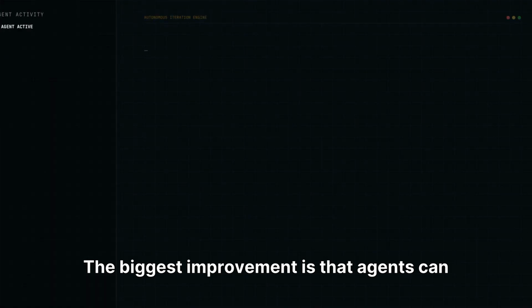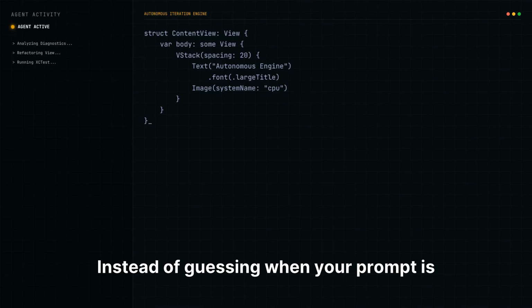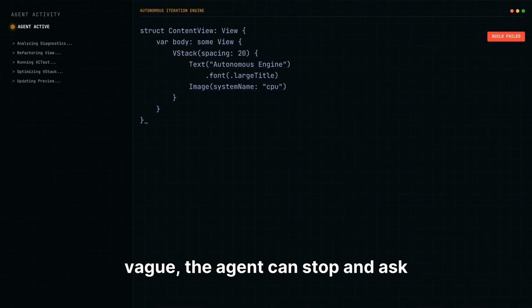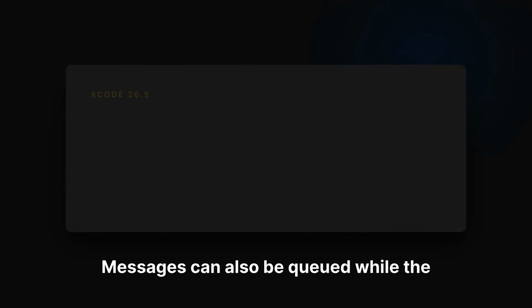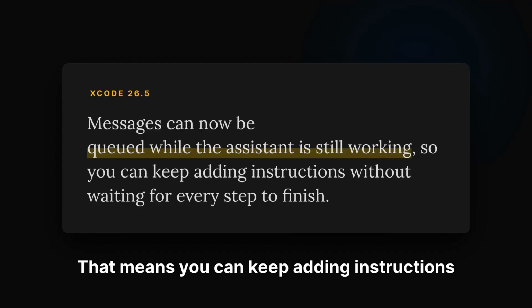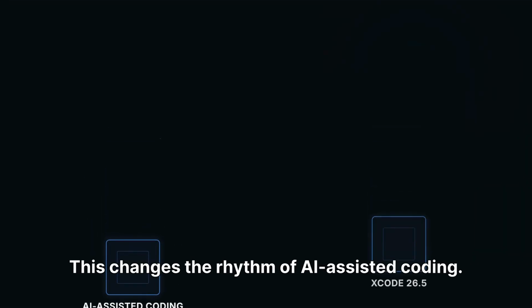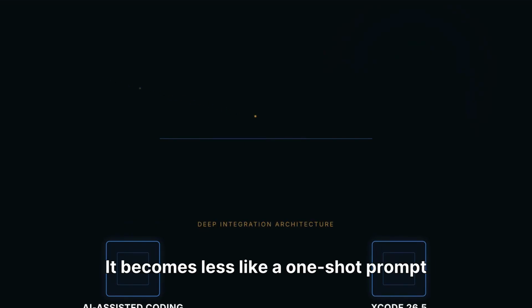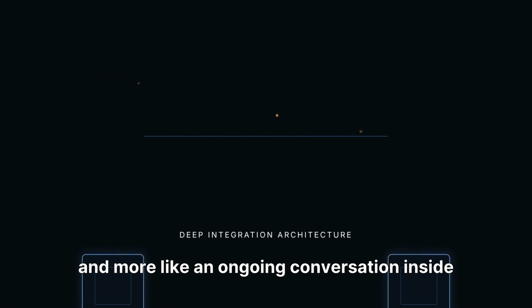The biggest improvement is that agents can now ask clarifying questions. Instead of guessing when your prompt is vague, the agent can stop and ask for the missing context. Messages can also be queued while the assistant is still working. That means you can keep adding instructions without waiting for every single step to finish. This changes the rhythm of AI-assisted coding. It becomes less like a one-shot prompt and more like an ongoing conversation inside Xcode.